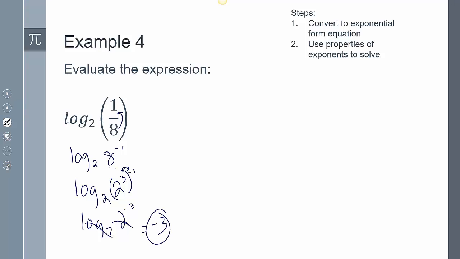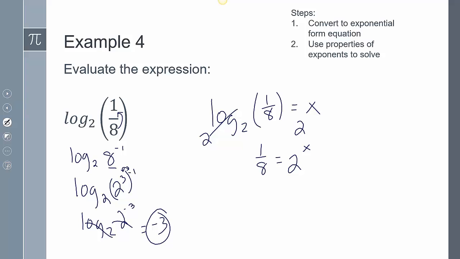So that's a way. But then I could also say, well, what if I don't know what it equals, or I don't see where it's going, so I just say it equals some number x. I take base 2 to both sides, so those cancel out, so I get 1 over 8 equals 2 to the x power. So now that I've converted it into an exponential form, now I want to use that property of exponents to be able to solve for this. So I could still bring that 8 to the top.